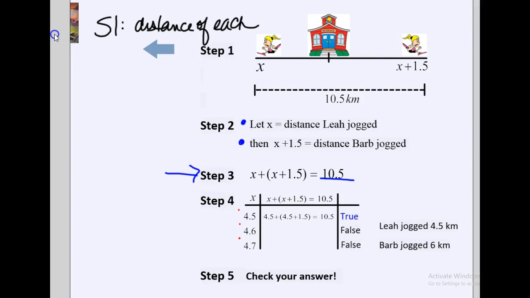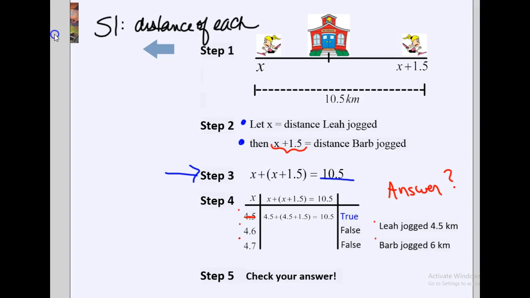So now that the chart's done, don't forget to answer the question. And the question was the distances of each. So when we got true for 4.5, that meant Leah jogged 4.5 kilometers. How about Barb? Well, if we look at Barb's let statement, it's 4.5 plus 1.5, which is 6 kilometers. So there's my second answer. Two people jogging, 2 answers.